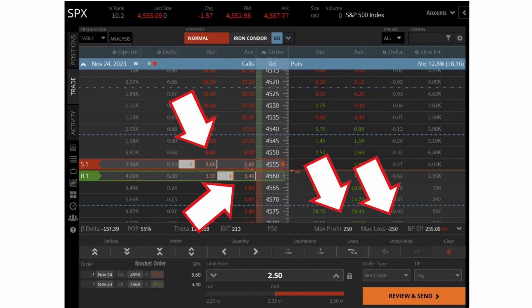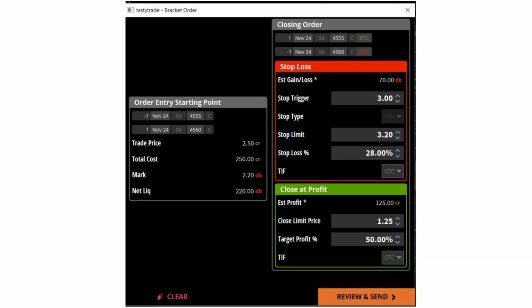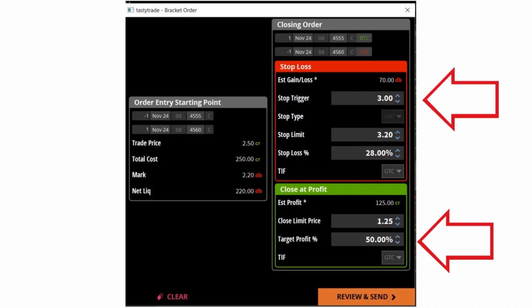Now, the minute after I place this trade, I'm going to go ahead and set up the bracket closing order. 50% profit and 25% stop loss is my rule. So I'm going to click on the left on both of the options and then right click to select the bracket order. I set the close for a profit at 50%, which is $125. The stop trigger is set at $3. Although it says 28%, it is really just 25% if I get filled at that $3 25% level.